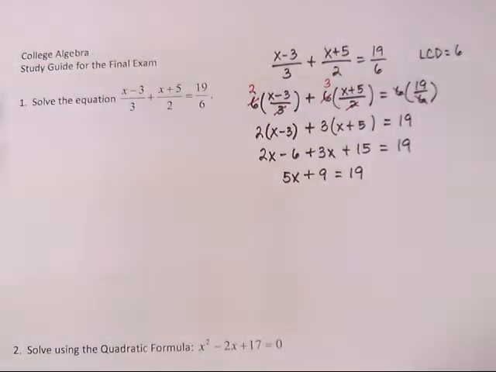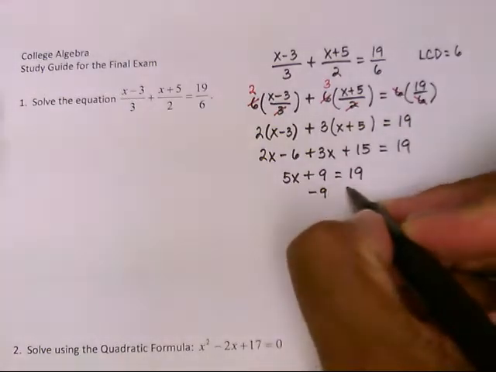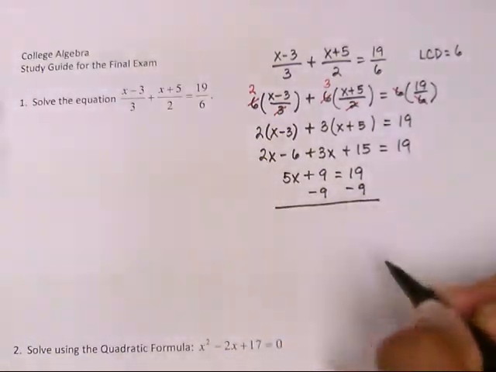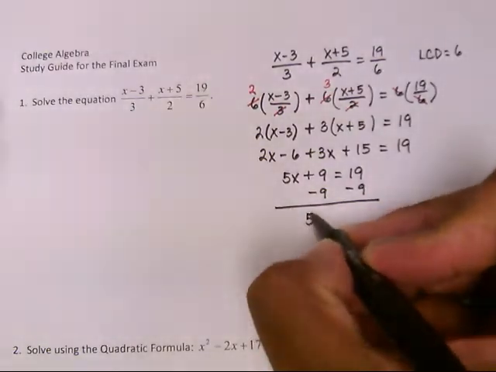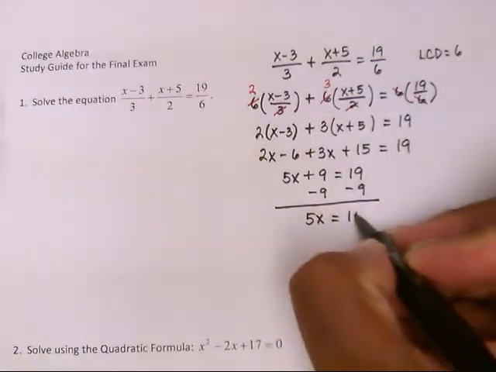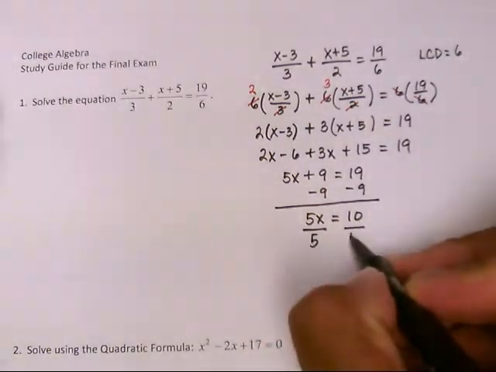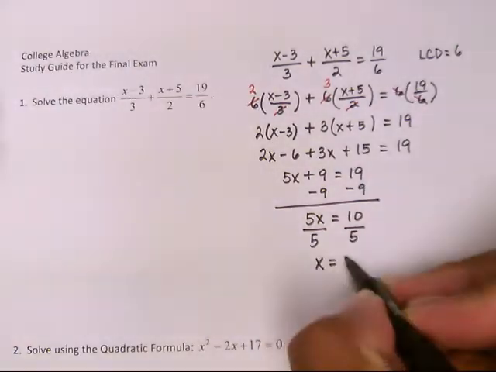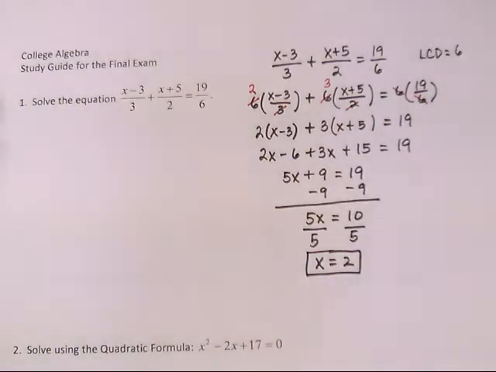And then to solve for x, to get the 5x by itself, I'm going to subtract 9 on both sides of this equation. And that will give me 5x is equal to 10. And then finally divide both sides by 5, since I'm multiplying that x by 5. I'll end up with x is equal to 2. So here x equals 2 is the solution to that linear equation.